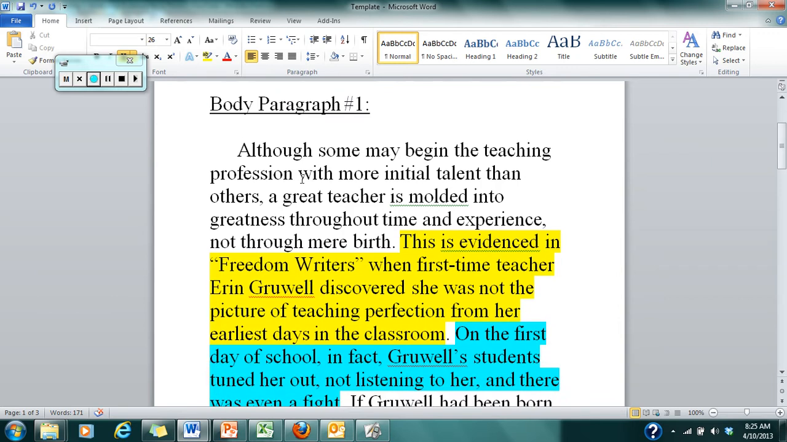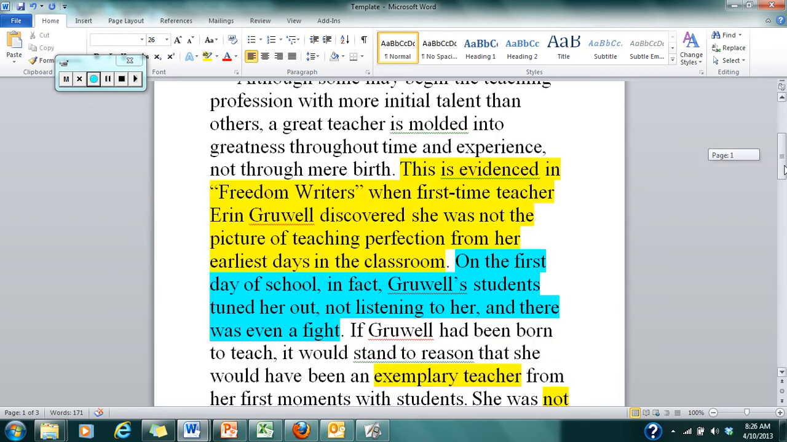Now, I'm doing something slightly different with this first sentence. I'm giving a broader first sentence because I want the reader to feel guided into my thesis prong, and that's okay, you can do that too. So let's take a look at this first sentence. Although some may begin the teaching profession with more initial talent than others, a great teacher is molded into greatness throughout time and experience, not through mere birth. You can hear that that is a little bit more of a broad introduction than just jumping into my thesis prong. There is nothing wrong with letting the reader get their bearings first before you throw the thesis right at them.